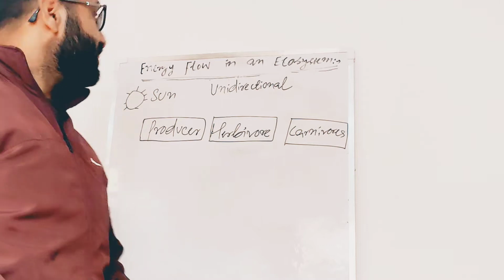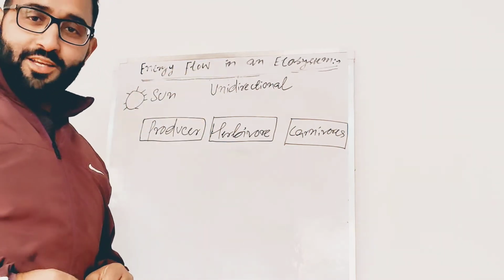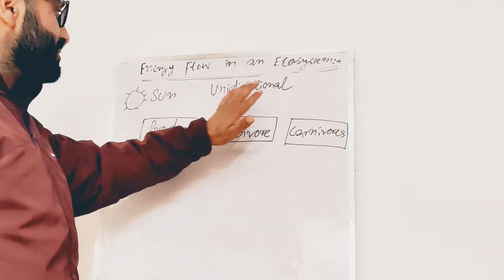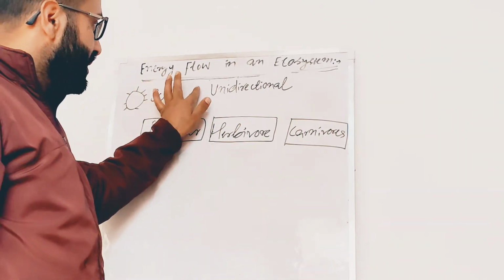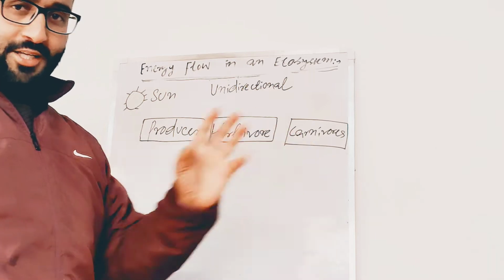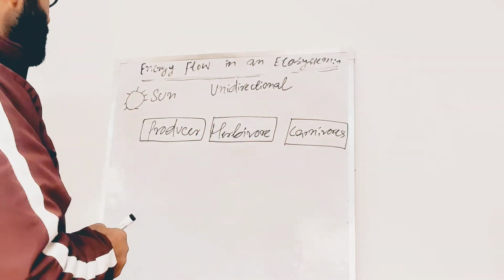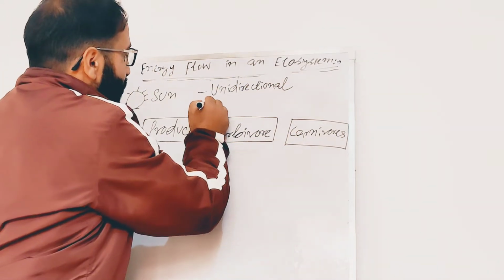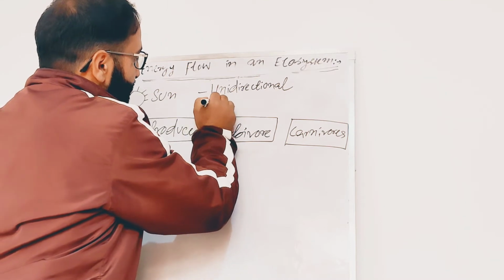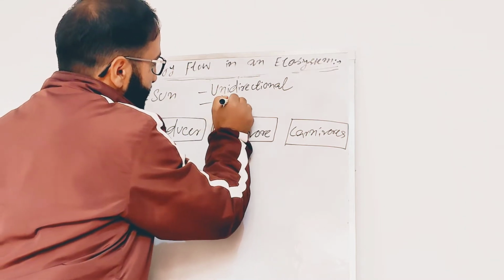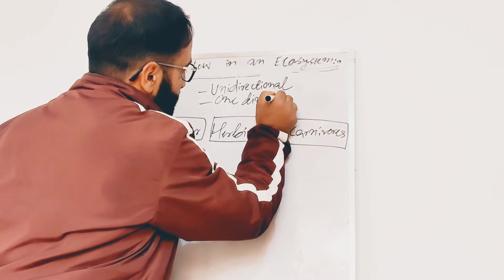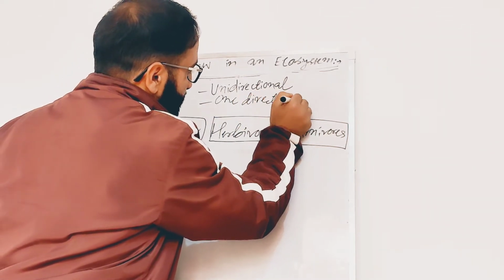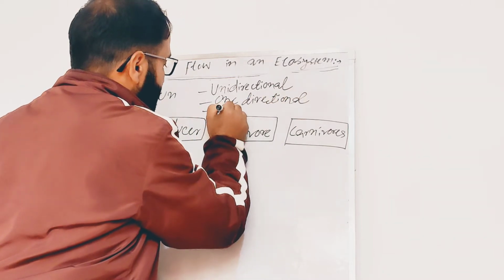Hi, today our topic is energy flow in an ecosystem. Energy flow in an ecosystem is unidirectional, or we can say one directional or non-cyclic.